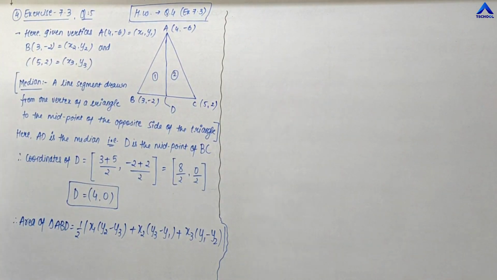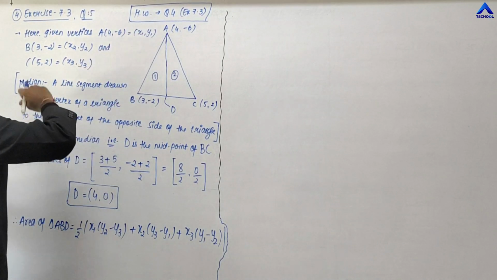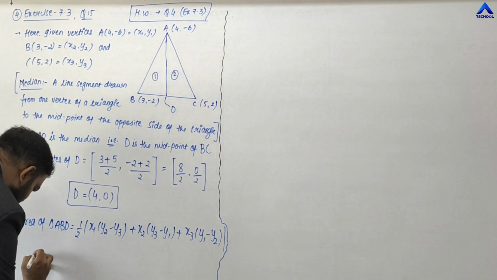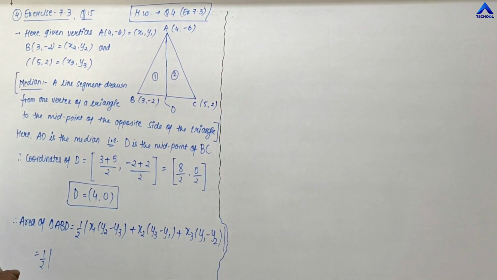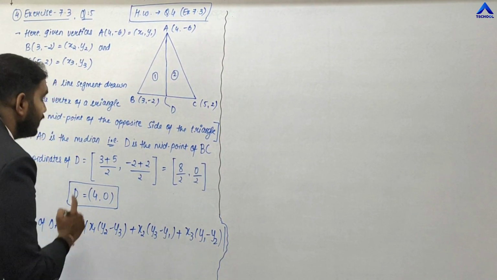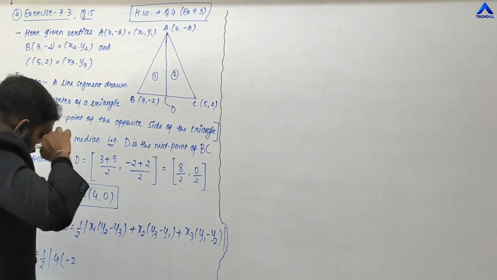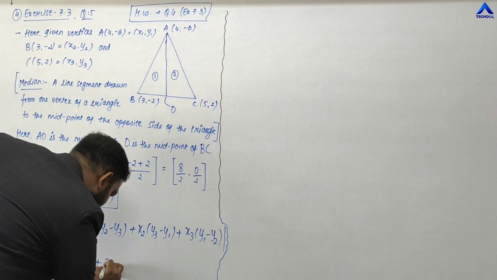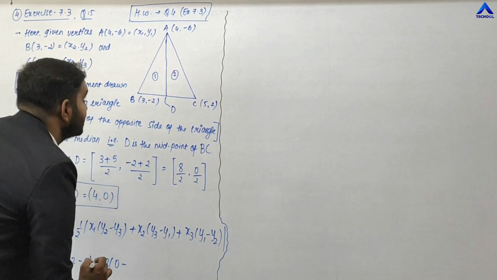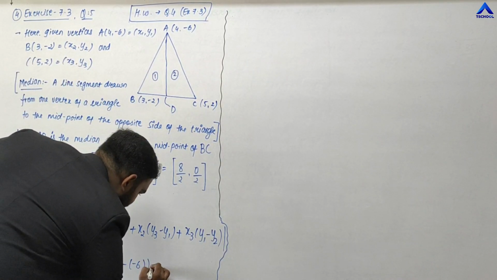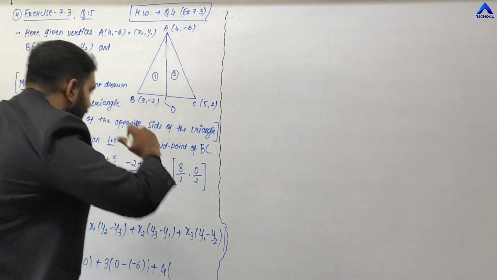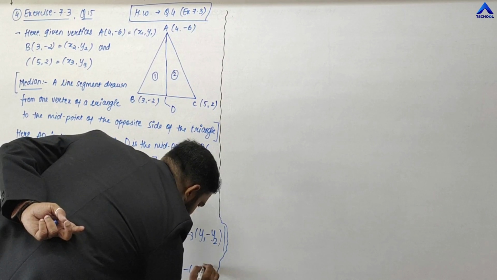So let us put down the values. We are going to take A as x1 y1, B as x2 y2 and D as x3 y3. So let us put down the values here. That is half modulus x1, that is 4 into y2 minus y3, that is minus 2 minus 0, plus x2, that is 3 into y3, 0 minus y1, that is minus 6, plus x3, that is 4 into y1 minus y2, that is minus 6 minus minus 2.